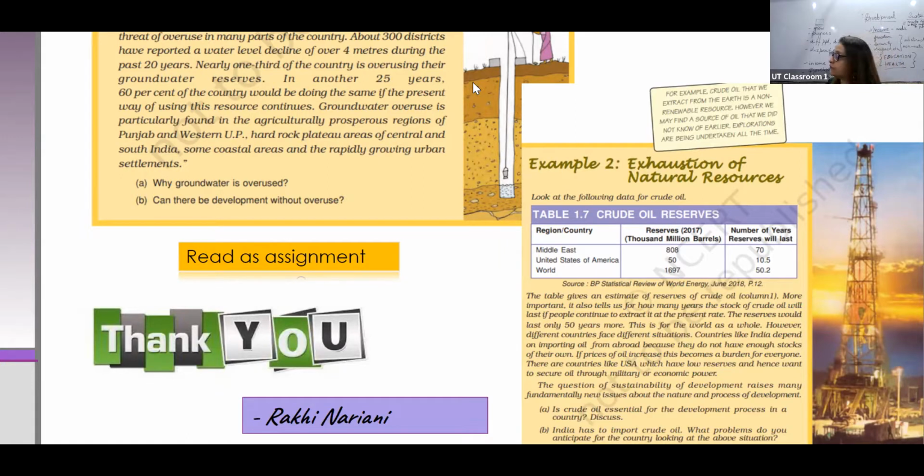In another 25 years, 60% of the country would be doing the same if the present way of using this resource continues. Groundwater overuse is particularly found in the agriculturally prosperous regions of Punjab and Western UP. Why? Because they do more agriculture over there, so there's more requirement of water. Also, hard rock plateau areas of central and South India, some coastal areas, and rapidly growing urban settlements. Now, why is groundwater overused?